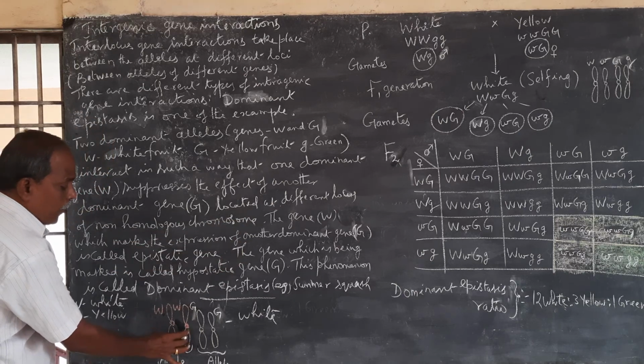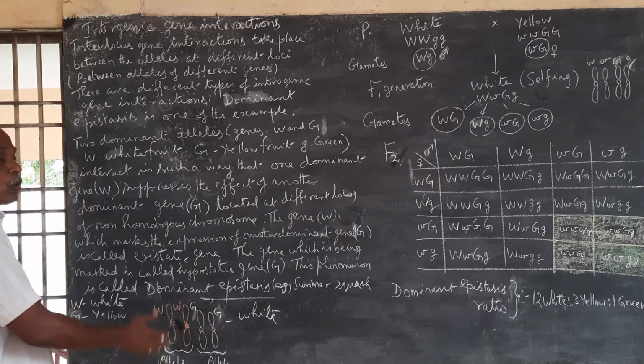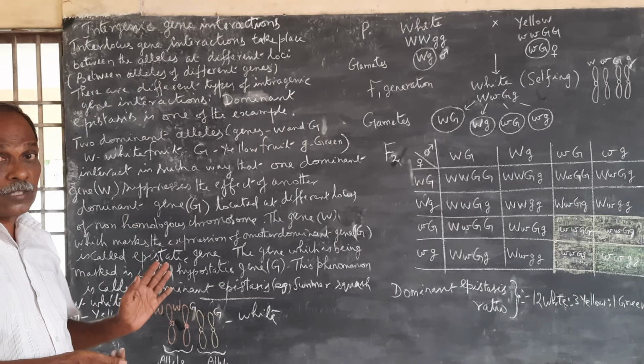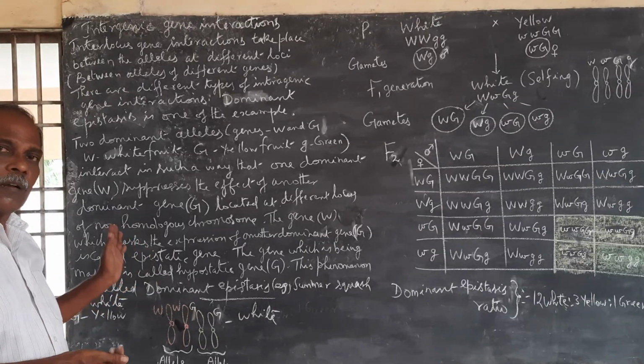This is one homologous pair, this is another homologous pair. They are located on different homologous chromosomes. So this kind of gene interaction is called dominant epistasis. Of course, it is intergenic gene interaction, and it is dominant epistasis.